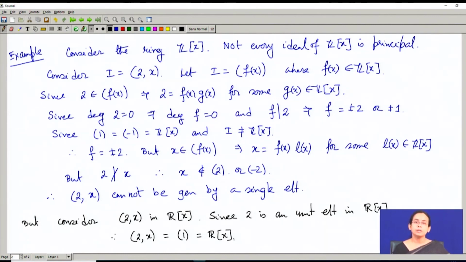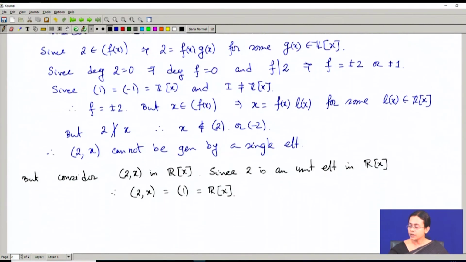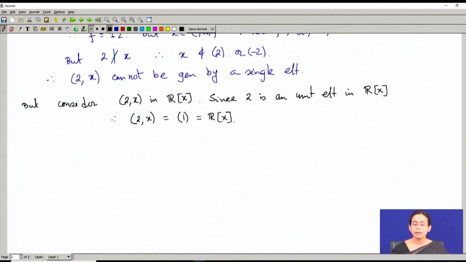Now, I would like to talk about some operations that we can do on ideals. For example, if I take two ideals and take their sum, is the sum an ideal or not? We can also talk about the product of two ideals, the intersection of two ideals, and the union of two ideals: is it an ideal or not? All these things I am going to do next.